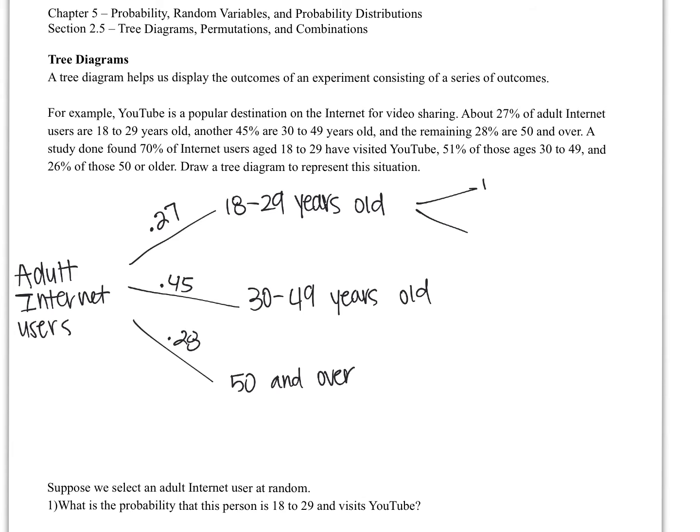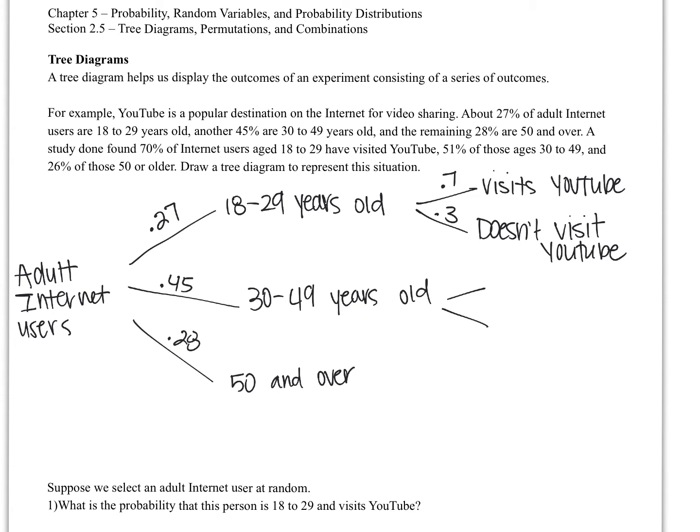Okay, now within each of those age groups, we have either they visit YouTube or they don't. So visits YouTube, doesn't visit YouTube. Okay. For our 18 to 29-year-olds, 70% visit YouTube, which means 30% don't. So of our subcategories, those for each age group would also have to add to 100%.